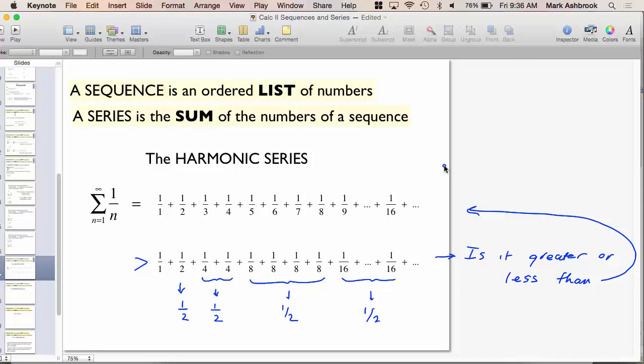The other thing that showed up here was what I used, called the comparison test. I had a divergent series, and then the series we were looking at had terms that were at least the same or greater than the terms of the divergent series. And then we concluded that our series, 1 over n, was divergent. That's called the comparison test.